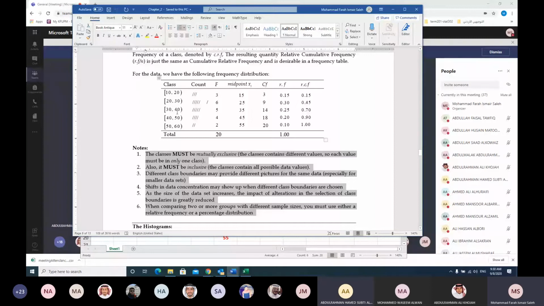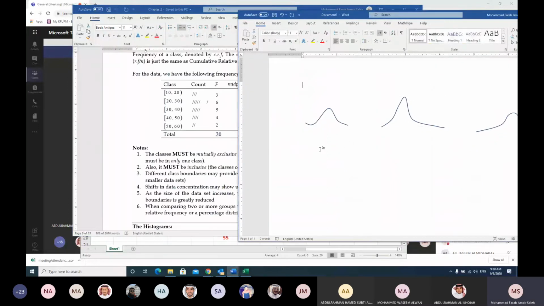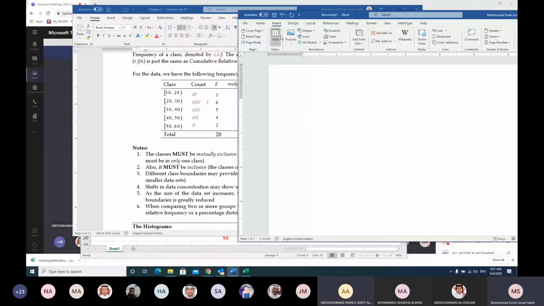A histogram is a graph based on the frequency table, the classes with the frequencies. We build it on the XY axis. We put the endpoints on the X axis and the frequencies on the Y axis to draw it by hand. Who can give me the endpoints for the intervals? Every lower is an upper, and every upper is a lower. 10, 20, 30, 40, 50, 60.